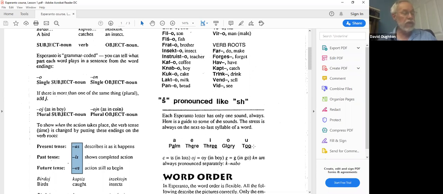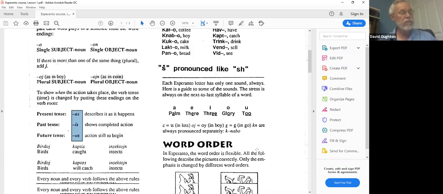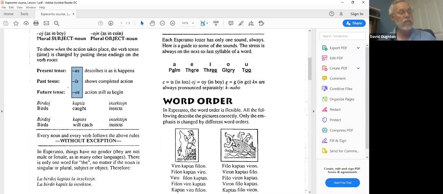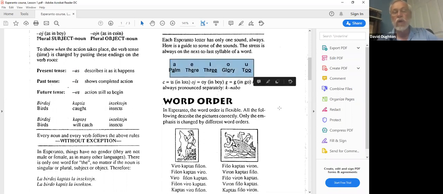The other important thing on the first page is pronunciation, and we've already gone over those: how to pronounce the basic vowels A, E, I, O, U, and then the special letters. So we did that already. At the bottom of the first page is word order.